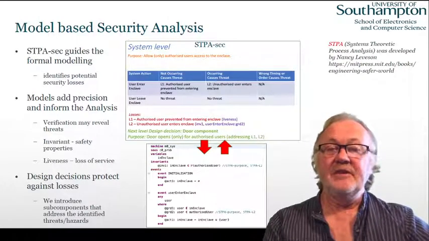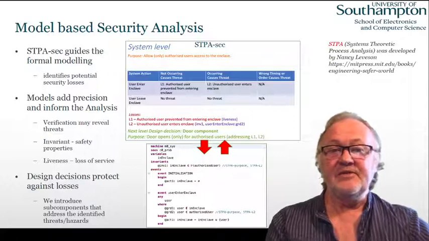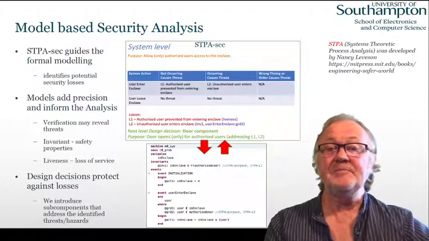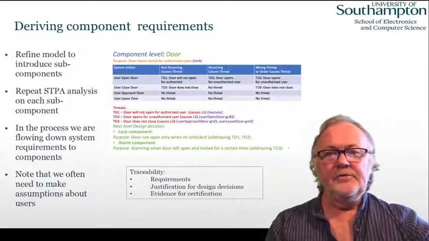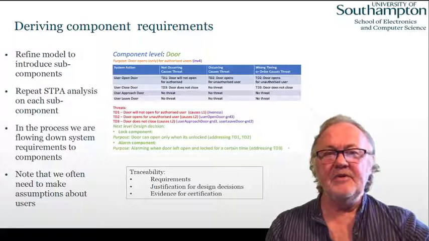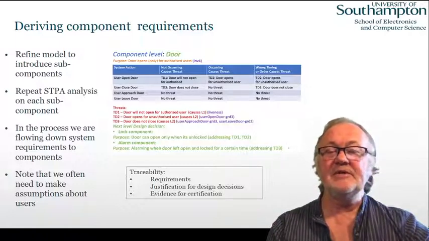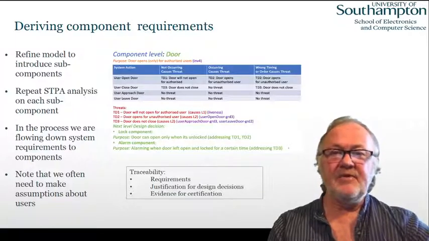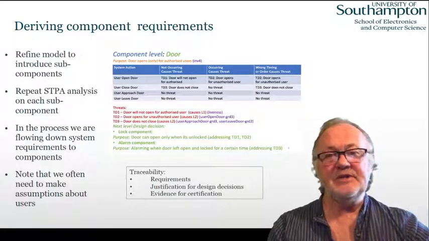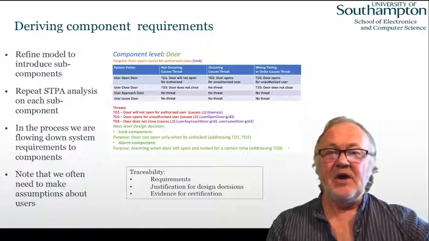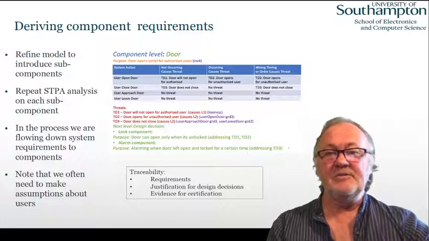In order to address the identified threats from this stage, we then make design decisions that introduce components that take responsibility for addressing the threats. In this case, we introduce a secure door component that only opens for authorized users. To model the introduction of new components, we make a refinement of our Event-B model. And then we can repeat the STPA process, focusing on the requirements of a particular subcomponent at a time. So this analysis process flows down requirements to components, at the same time providing an explanation and evidence suitable for certification. Note that systems often involve human users, so our analysis and models may need to incorporate assumptions about user behaviours. For example, the tailgating we discovered in the access control example.